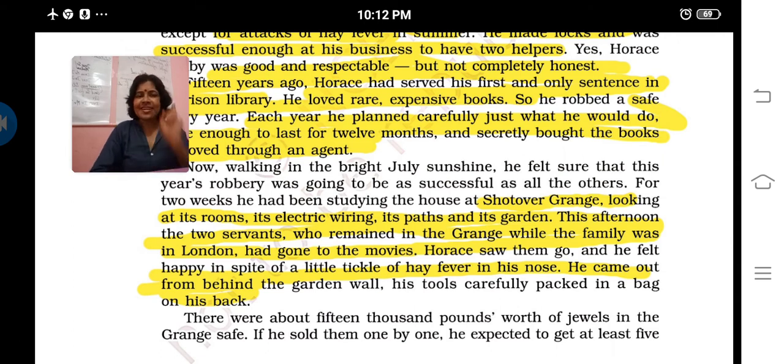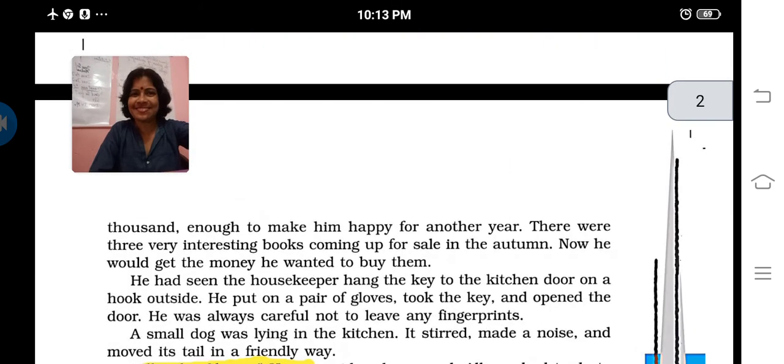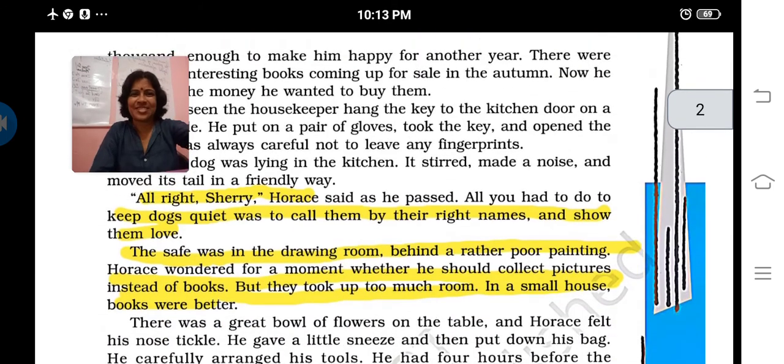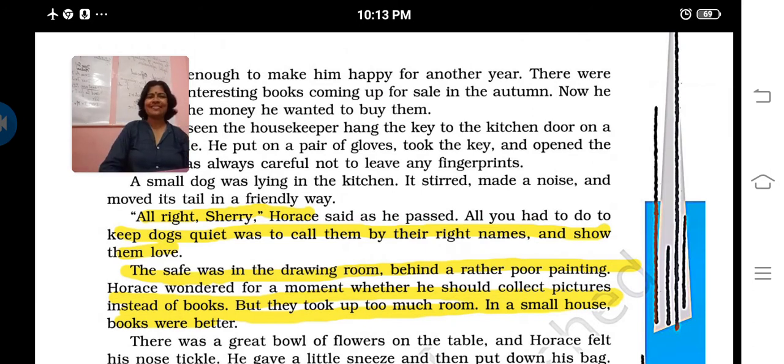He had been studying this house and he saw the plan. He saw the layout. He saw the activities going on in that house. Everything he photocopied nicely in his mind. And that day he saw the 2 servants, they left for a movie. And nicely he took his bag on his back and tra-la-la, he went to Shotover Grange for his attempt, for his passion.